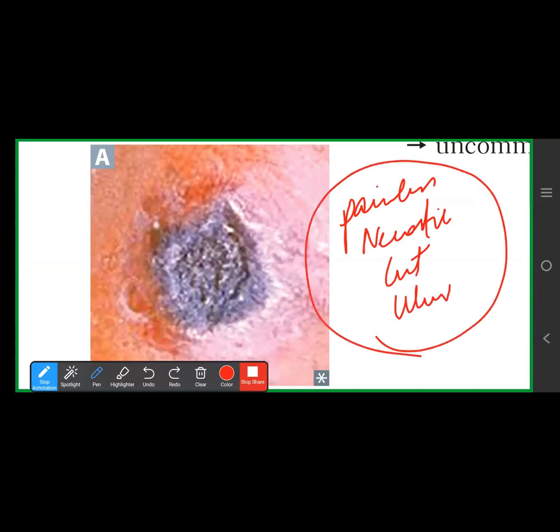There is also an overlying eschar on it. You can also see the margins are edematous; this whole part is edematous. This is actually commonly seen in the background of a bioterrorism attack.